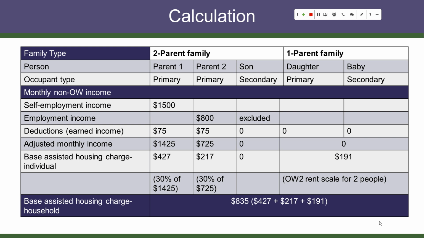Then if we look at Carmen, we know that she doesn't have any other type of income, and it's Ontario Works 2 as a single parent with a beneficiary. So with Ontario Works 2, the base assisted housing charge would be $191 for her. So in total, that household would be paying $835, which is the $427 plus the $217 for mom and dad, and then the scale for Ontario Works of $191 for Carmen. Okay? And that would be their calculation.